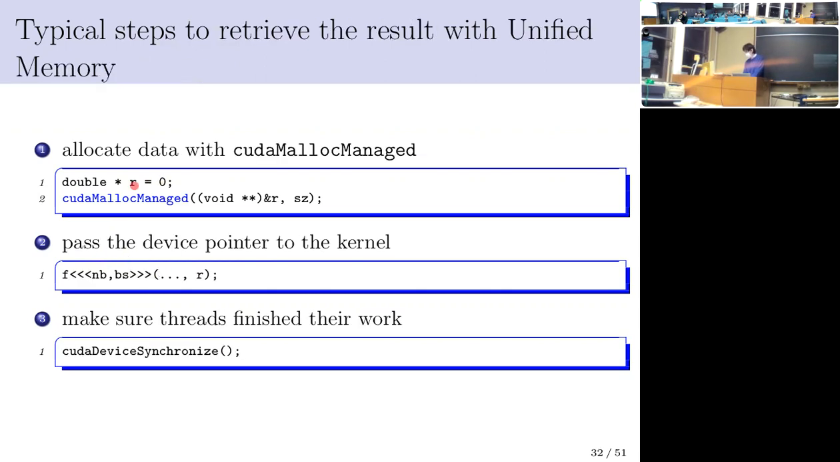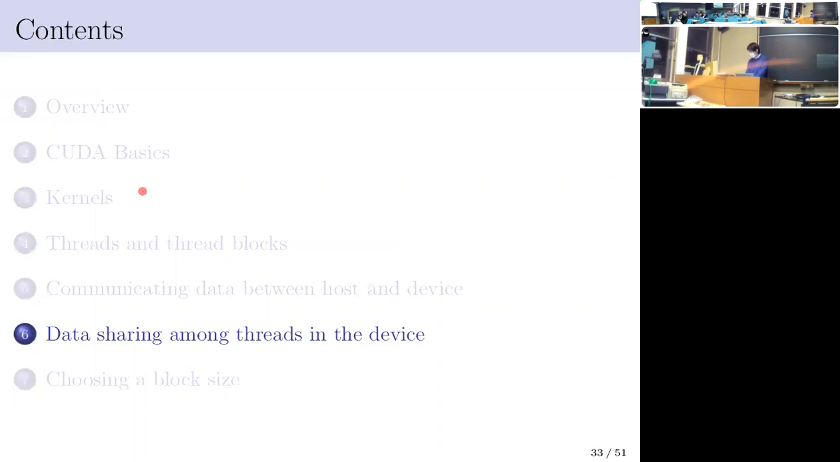And here again, here's how you can retrieve the result with unified memory. Again, you just allocate memory by CUDA malloc managed, and that's pretty much it. So just use it when you find it convenient, and the performance implication is not that severe.